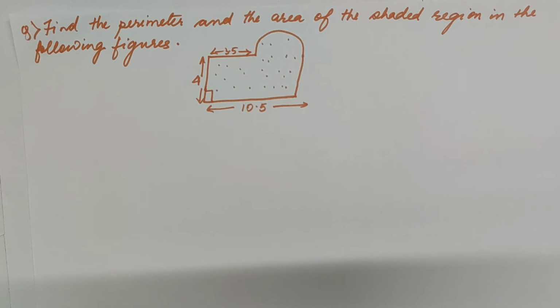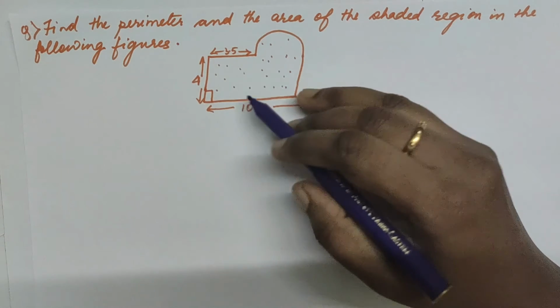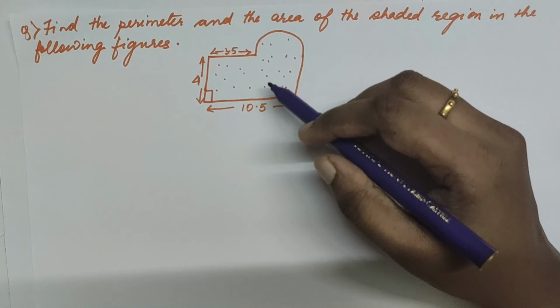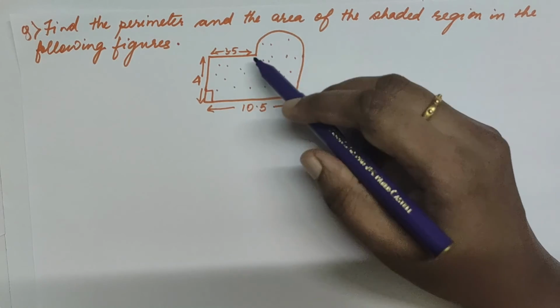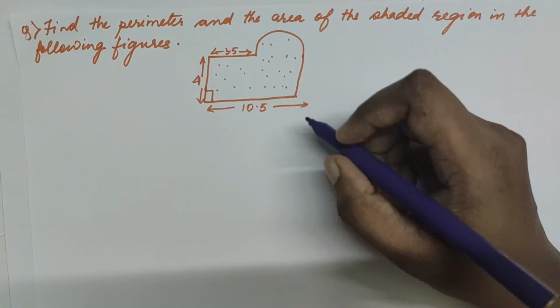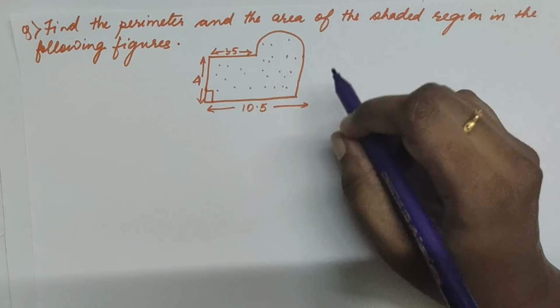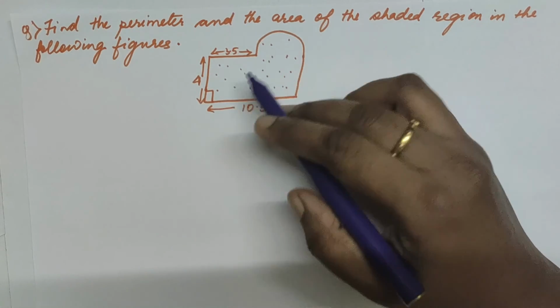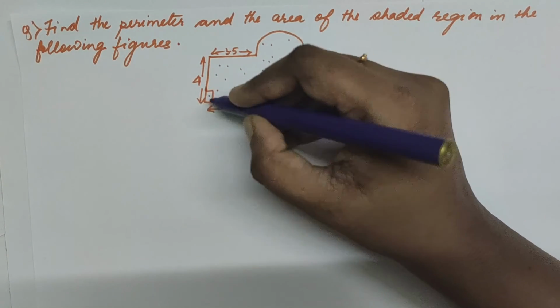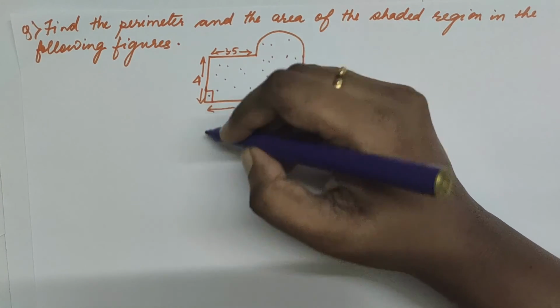Now this is another very interesting question. Sometimes the children get confused. There is a rectangle, sorry for my diagram, and there is a semicircle in this given diagram. So you have to find the perimeter and the area of the shaded region. This whole region is a shaded region. This is also shaded. This is just showing that this is a 90-degree rectangle.